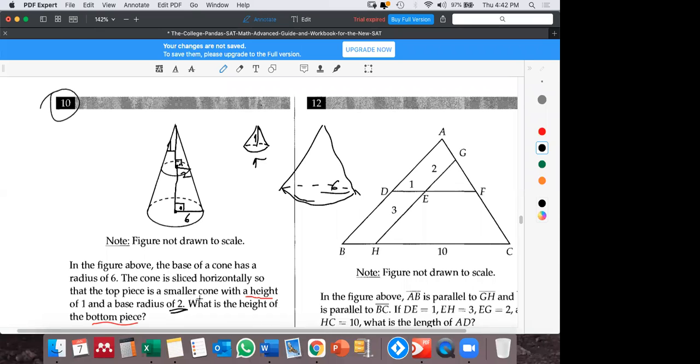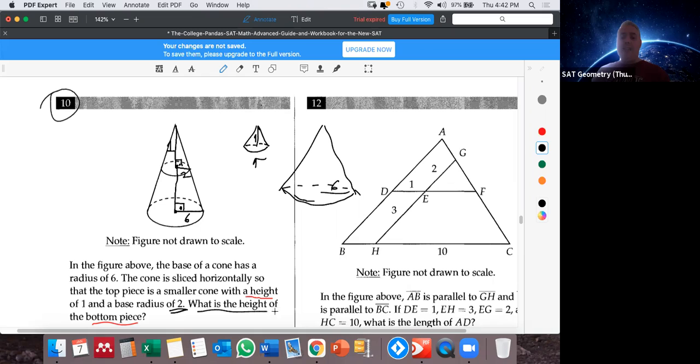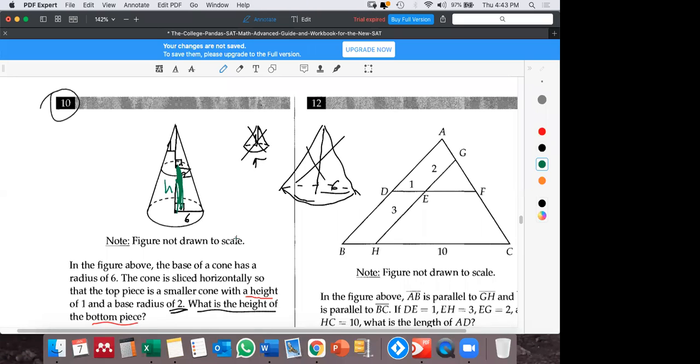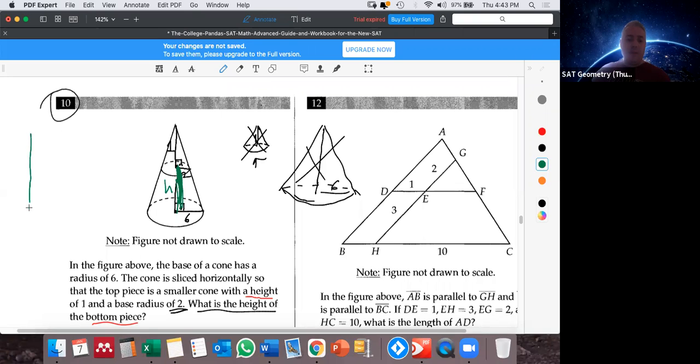No. And it says, what is the height of the bottom? What does it mean, bottom? This is the big one, but the bottom will be not this one, not this one. Where is the bottom? Bottom means from here to here, right? This is now H. Yes or no? Yes.